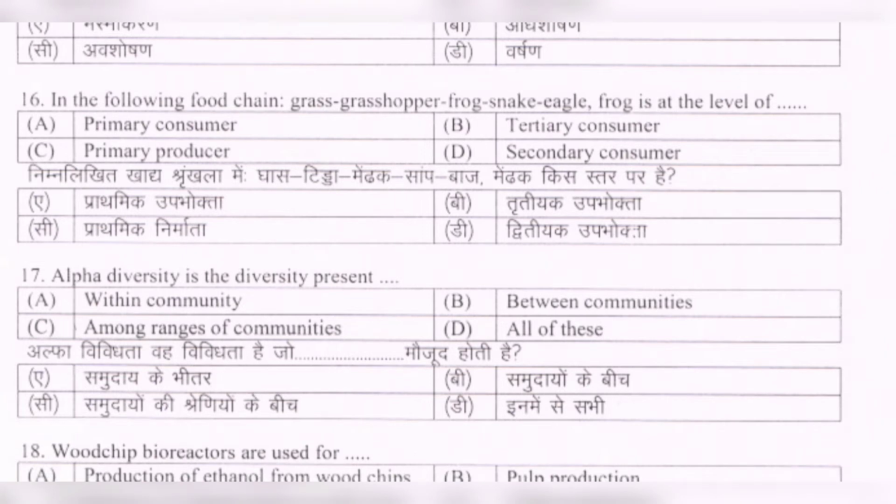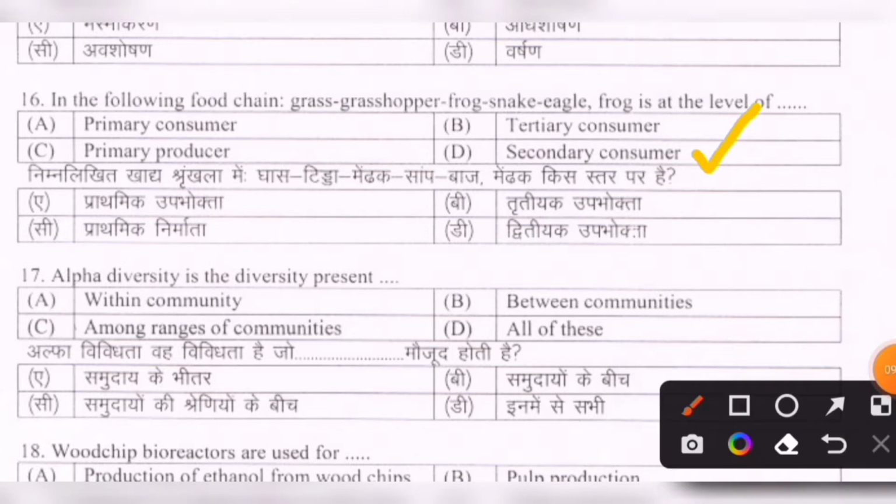In the following food chain, grass, grasshopper, frog, snake, eagle, frog is at the level of. Options are primary consumer, tertiary consumer, primary producer, secondary consumer. The correct option is the fourth one, that is secondary consumer. Okay, let's see the next question.